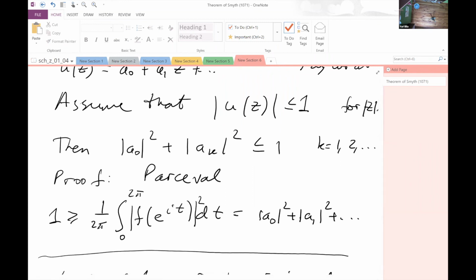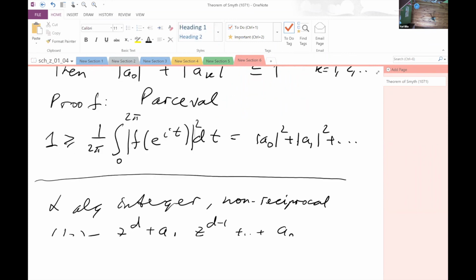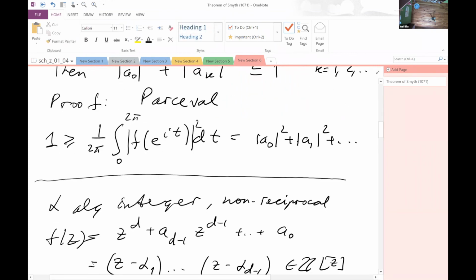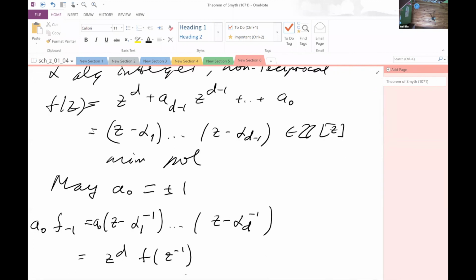Okay. So for me, this argument is kind of mysterious. I do not really understand what happens here. Okay, more questions? Ricardo asks, any hope of proving Lehmer's conjecture by this method?